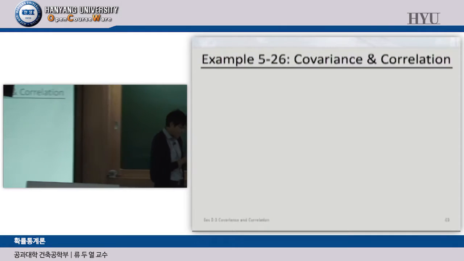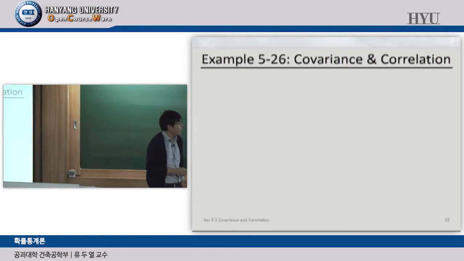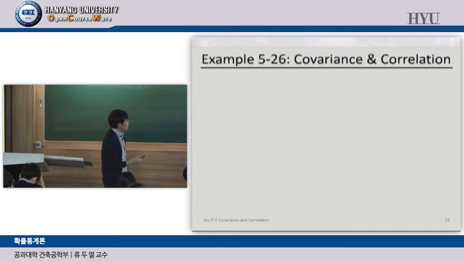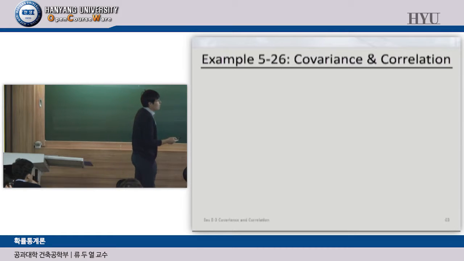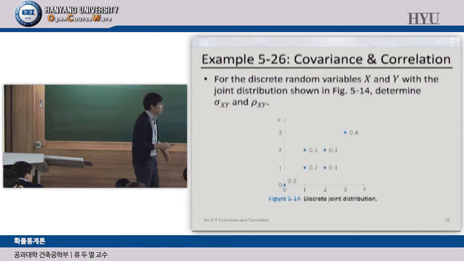Okay. In the previous class, we have learned about the covariance and the correlation, right? And also, we have solved this example 5-26 about the covariance in the previous class. And today, we are going to calculate the correlation for the same example, for the discrete random variables x and y with the joint distribution as shown in the following figure 5-14, okay?